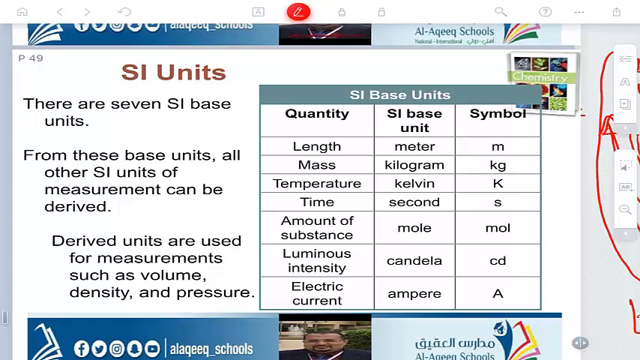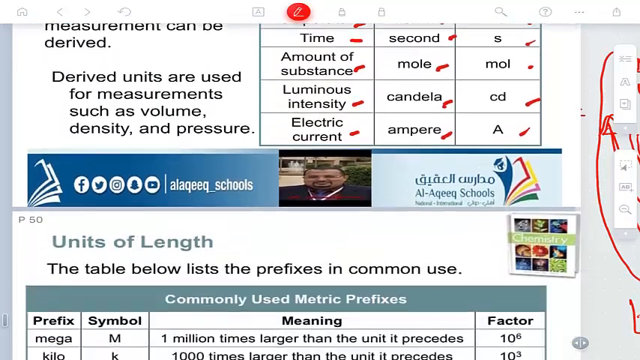And we have 7 quantities with SI base units, and each one has its symbol. For length, meter; for mass, kilogram; for temperature, Kelvin, not Celsius; for time, second; for amount of substance, mole; for luminous intensity, candela; and for electric current, ampere. They are 7. Each one has its own symbol. You saw them before, I know, but I just remind you.